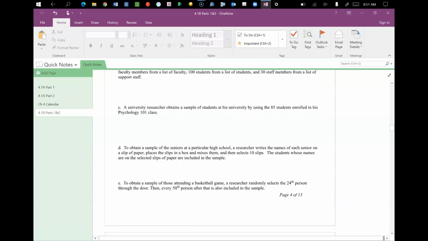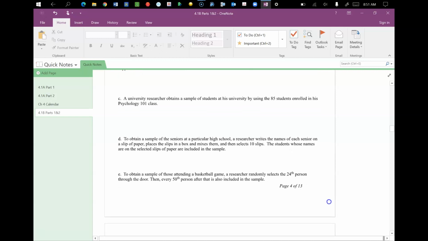Letter E, to obtain a sample of those attending a basketball game, a researcher randomly selects the 24th person through the door, then every 50th person after that is also included in the sample. Well, there's randomness associated with this. They randomly selected the first person, and it turned out to be the 24th person through the door, but then they select every 50th person after that.